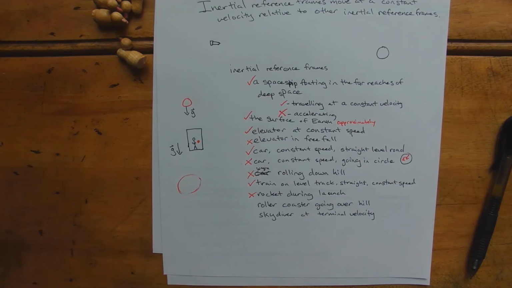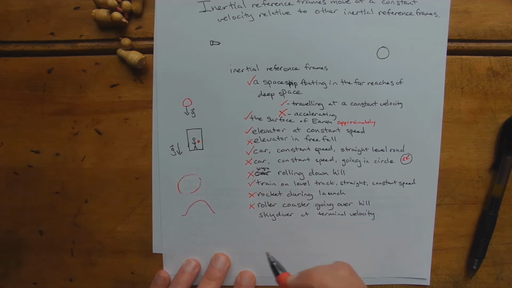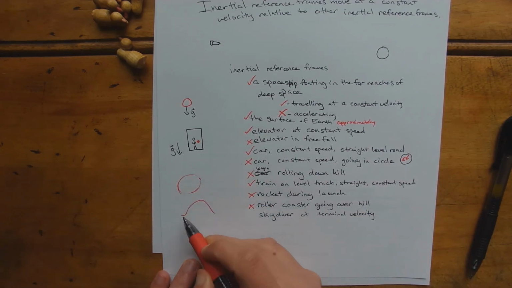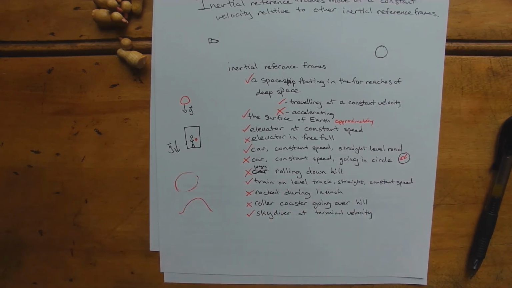Okay, a roller coaster going over a hill, that would not be constant velocity. So if you're going over a hill like this, that's kind of like going around a turn. So your direction is changing. Even if your speed is staying the same, if the direction is changing, remember velocity includes speed and direction. So if direction is changing, it's not constant velocity. A skydiver at terminal velocity would be in an inertial reference frame, because the speed is constant relative to the surface of the Earth.